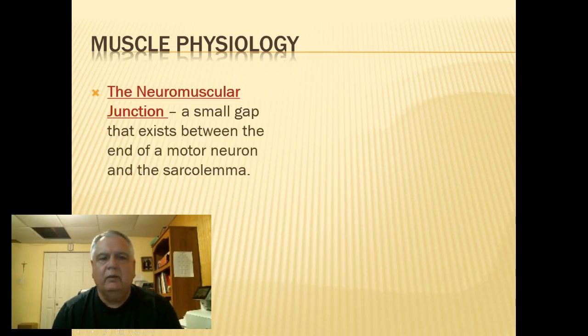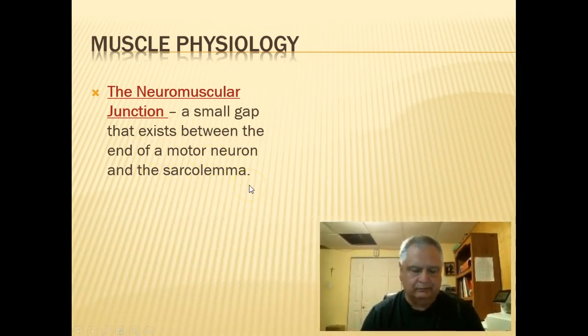And the third concept is the concept of the neuromuscular junction. A neuromuscular junction is a small gap that exists between the end of a motor neuron and the sarcolemma.